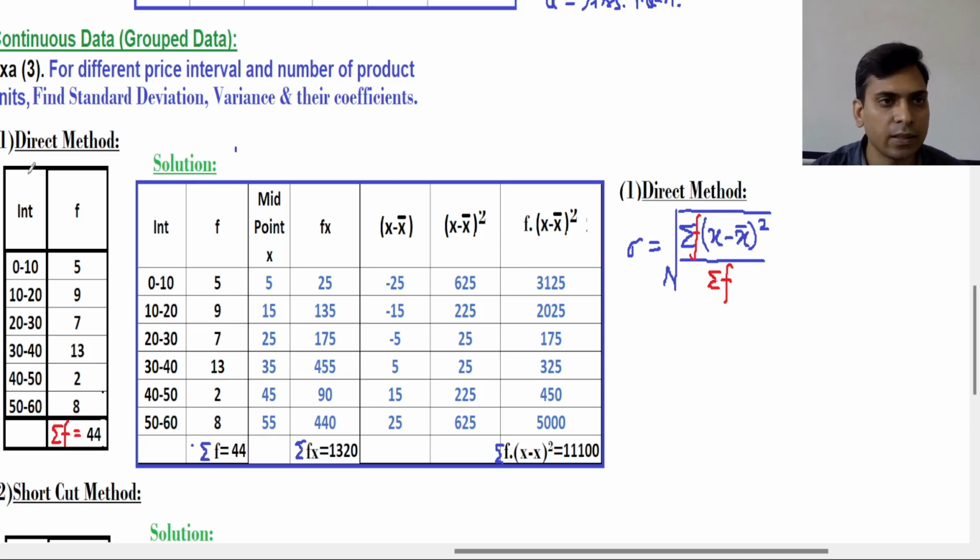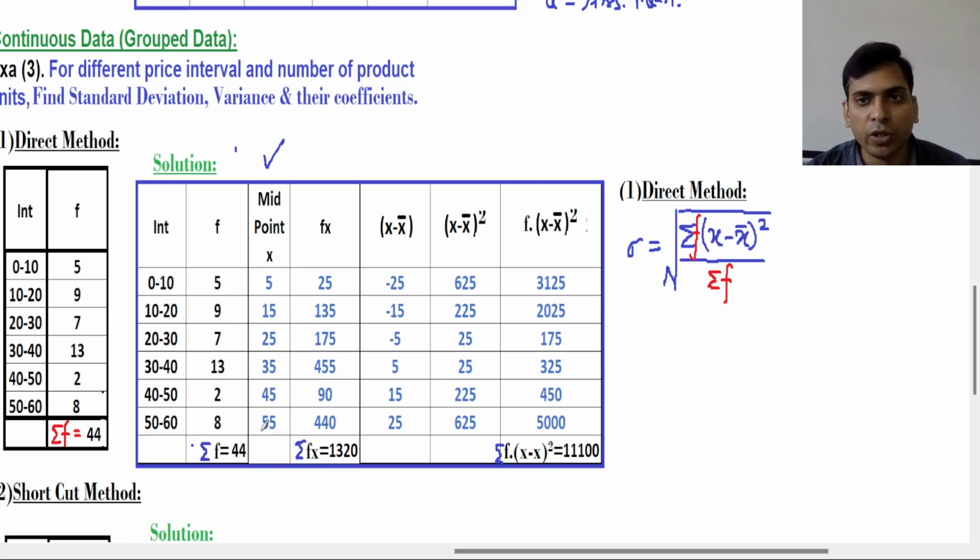Okay, so this is continuous data. So first we will convert it into discrete form. So this interval 0 to 10, and this is the frequency column. First we will find the midpoint. We will take the midpoint of 0 to 10. Midpoint is 5. And the next interval is 10 to 20. Between 10 to 20, the middle value is 15.